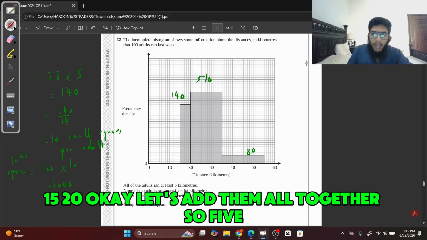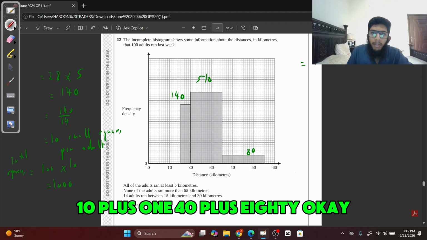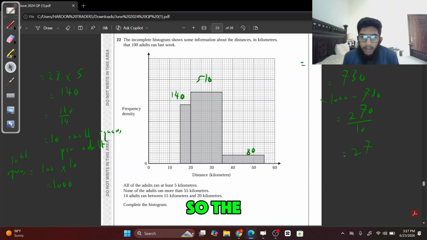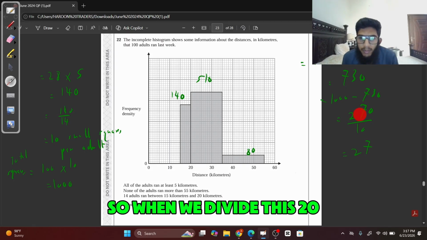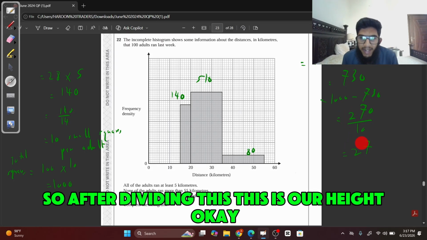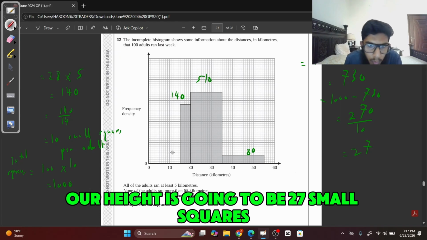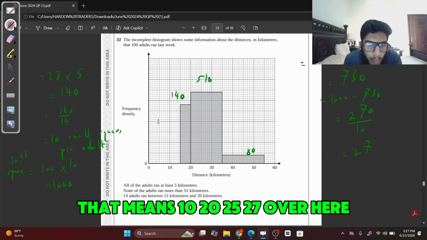Okay, now let's add them all together. So 510 plus 140 plus 80. That is going to be 730. Now, when we divide this, after dividing this is our height. So that means if we're going from 5 to 15, our height is going to be 27 small squares. That means 10, 20, 25, 27 over here.